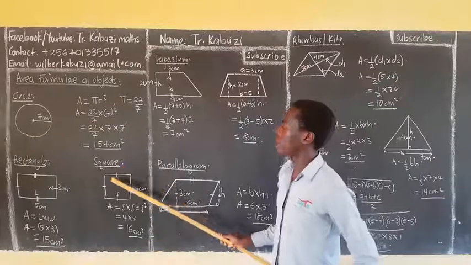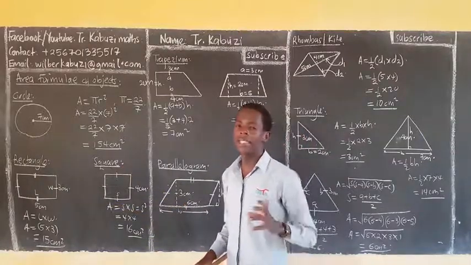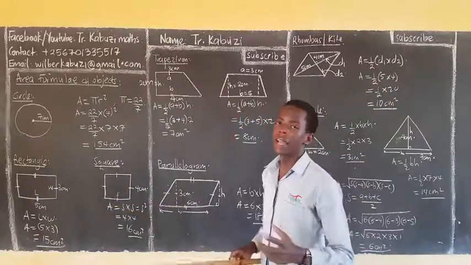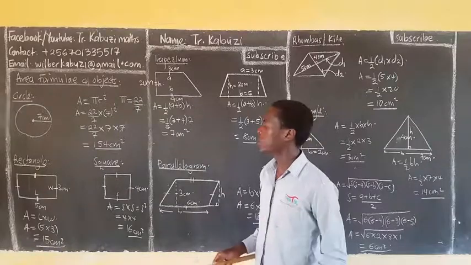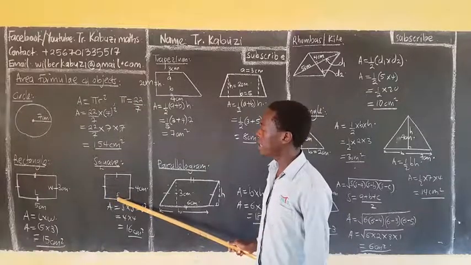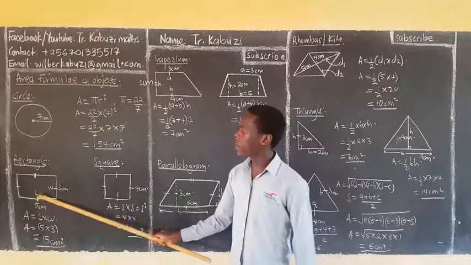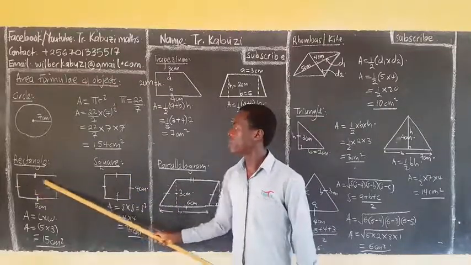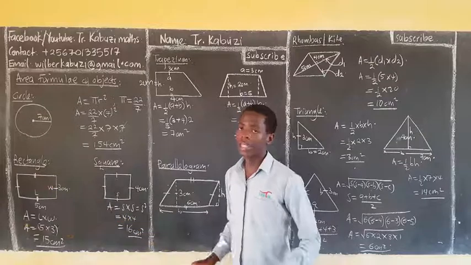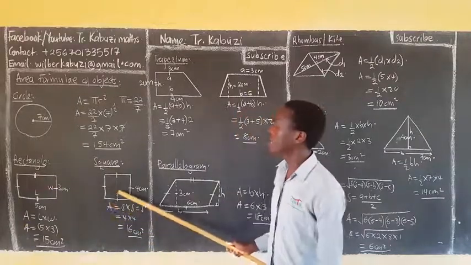When I come to a square, it is almost like a rectangle, but this time the length and the width are equal. So this side is equal to this, equal to this, equal to this. In the rectangle, these two were equal and these two were equal, but this wasn't equal to this. That's the difference. Here, all sides of the square are equal.